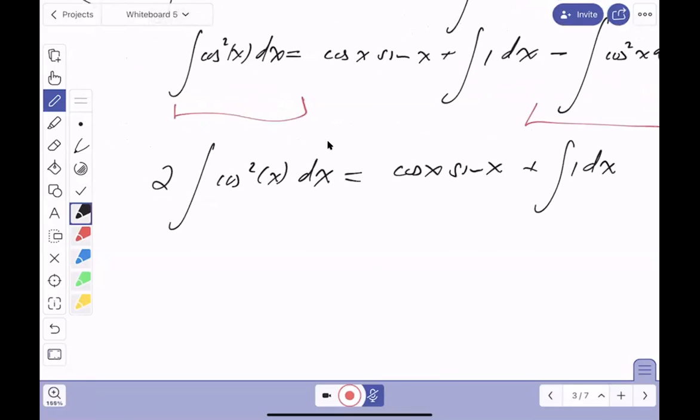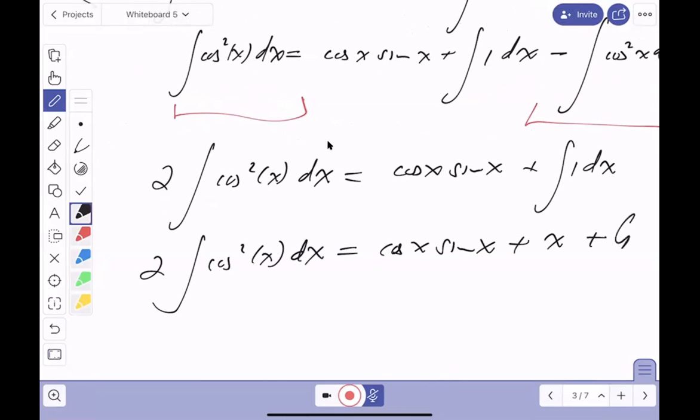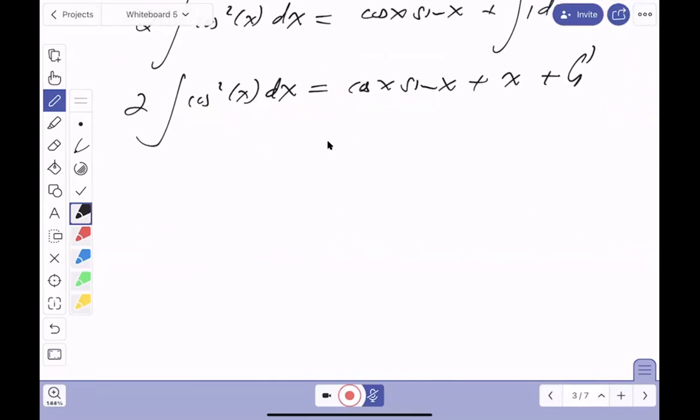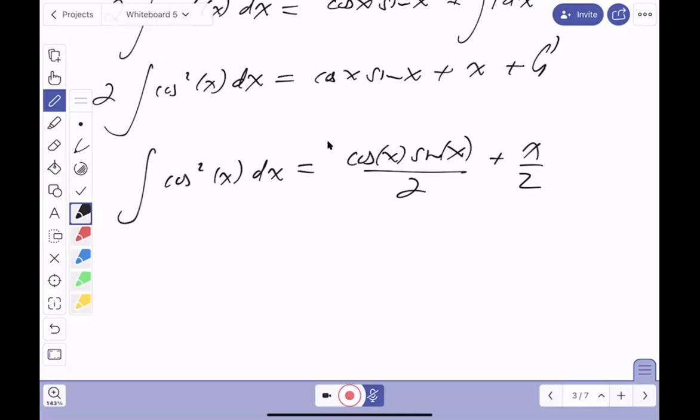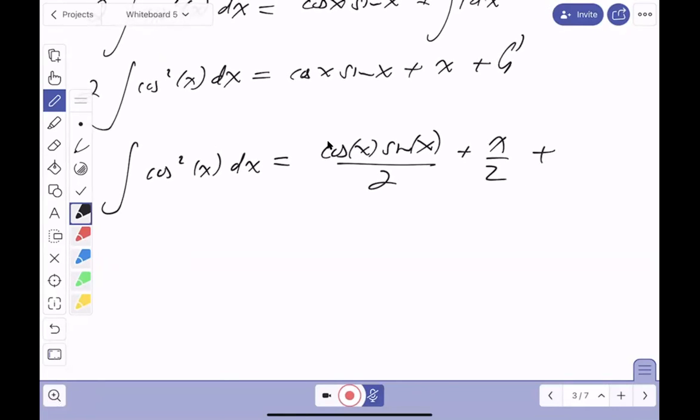Now, by the way, this looks like it's doable now. So let's write this down. So what do you get? 2 times the integral of cosine squared x dx is cosine x sine x plus x plus some constant. All right. What am I going to do now? Divide both sides by 2. And what do you get? The integral of cosine squared x dx is equal to cosine x sine x over 2 plus x over 2. And when you divide c by 2, you get another constant. I'm just going to call it d. You can continue to call it c if you want. I'm going to say that's my answer.